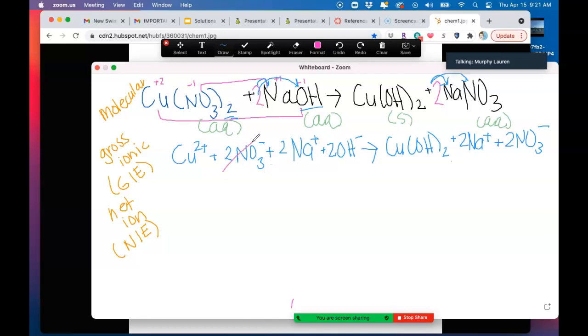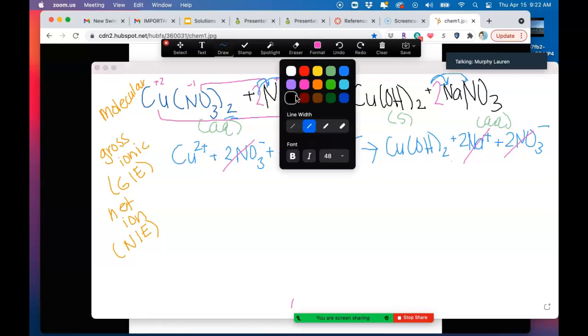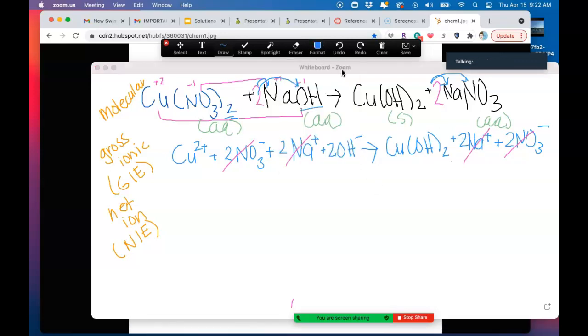So 2 nitrates as a reactant, 2 nitrates as a product. 2 sodiums, 2 sodium ions. And now we write what is left over. That's what the net ionic is. So it's like, in terms of money, when you get paid, your gross income is how much you make, and your net income is how much you make after the government takes all your money in taxes. Net's like what's left over, what you get.